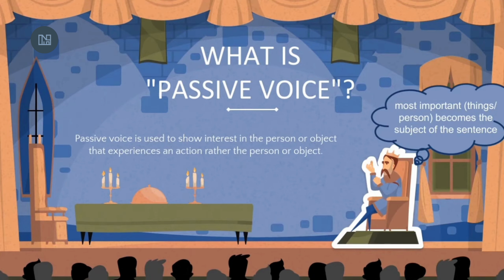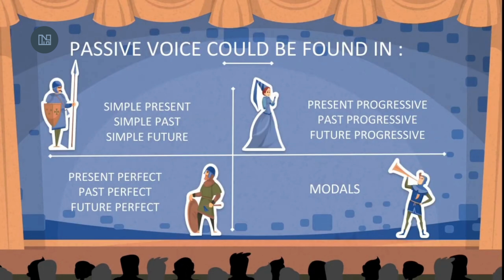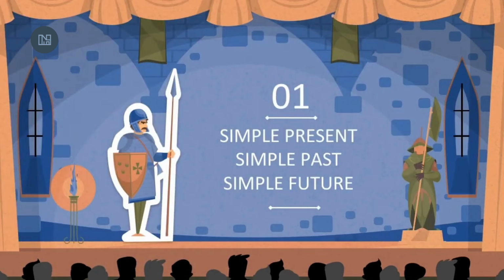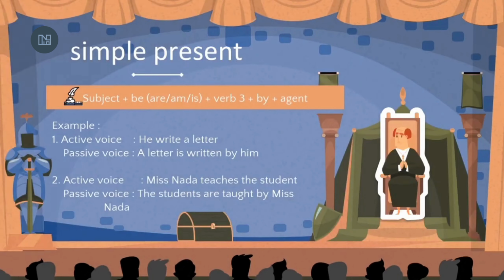I'm going to tell you what is the passive voice. As you see here, passive voice is used to show interest in a person or object, so the most important will be a subject. Like in the apple story, we focus on the apple, not the princess. Passive voice could be found in so many tenses, such as simple present, present progressive, present perfect, and many others, even modal. And now, let's talk about passive voice in the simple present, simple past, and simple future.